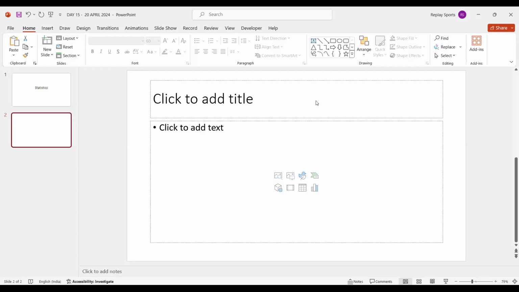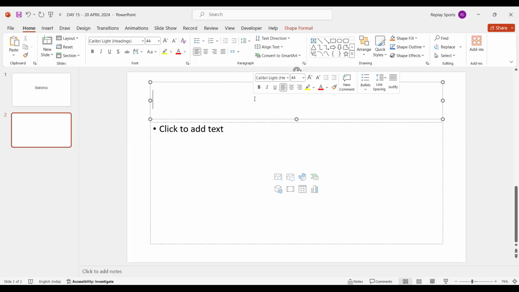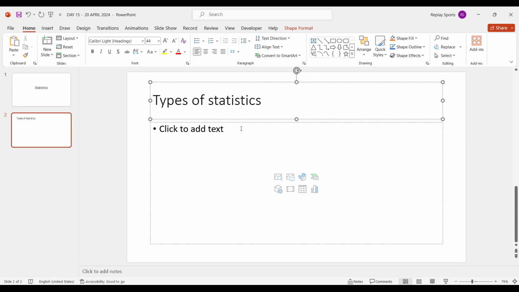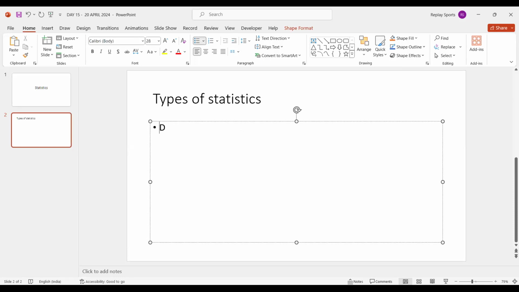Okay, so we're talking about statistics, and there are two types of statistics that we'll cover as part of our discussion. The foundation, or the first type of statistics, we call descriptive statistics, and this is what we're going to do now.